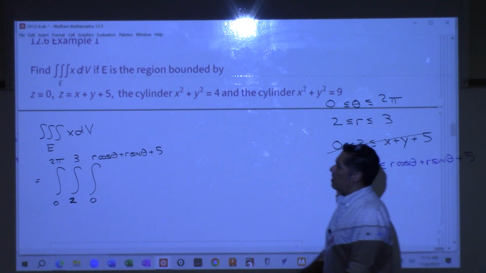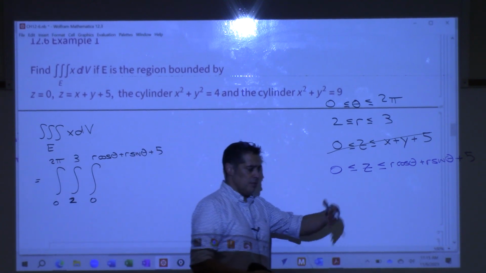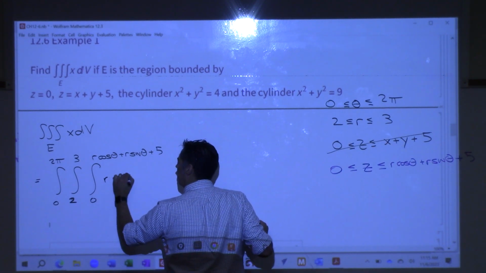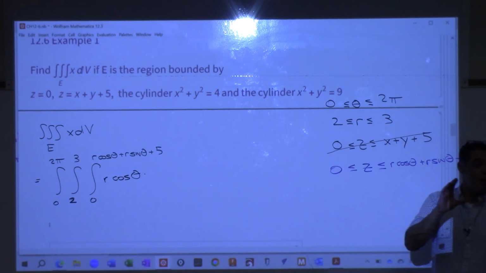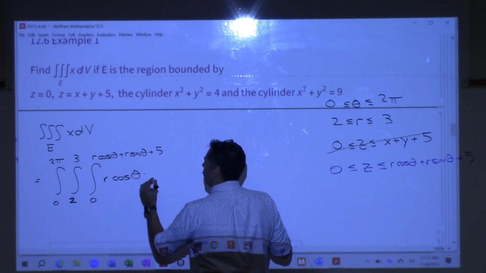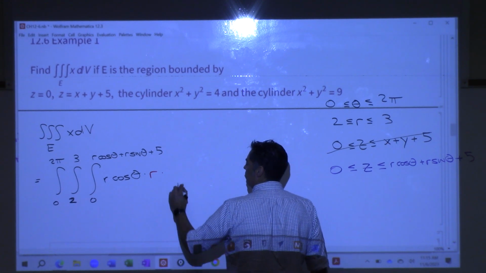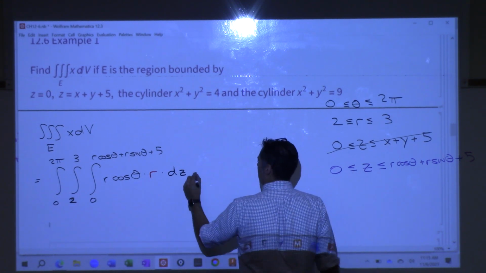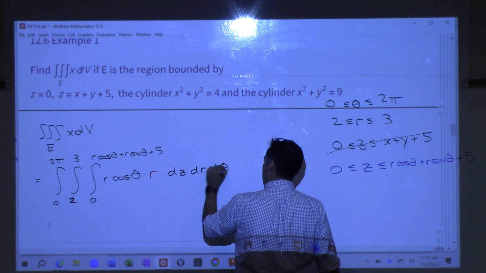And then what are we integrating? X. So what is x if we've converted to cylindrical? R cosine theta. So we're integrating r cosine theta times r. Don't forget that blue r that I had up there a little while ago. You have to have the r in there because we converted. And then you need your order of integration correct: dz, since z doesn't change in cylindrical, z is z, and then dr, and then d theta. There we go.